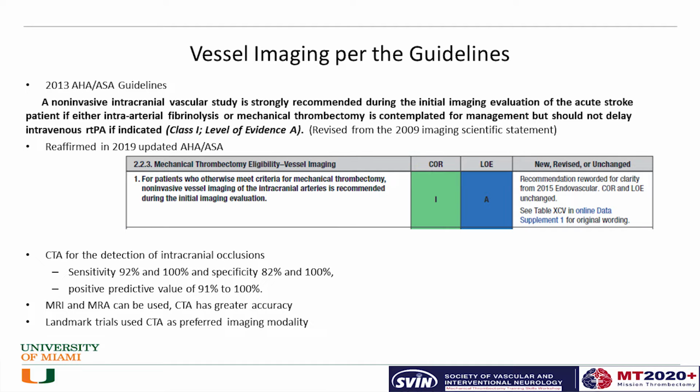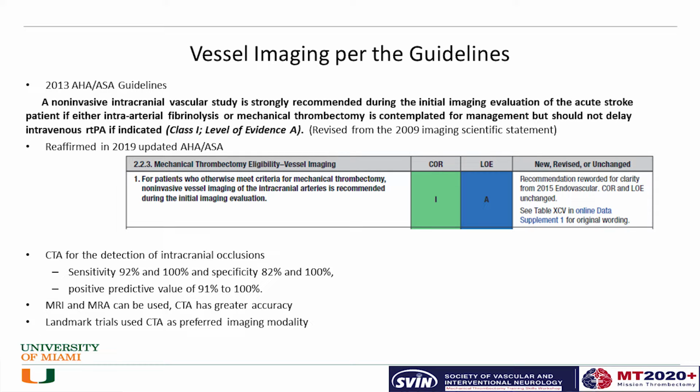So per guidelines, CTA should be done, or vessel imaging should be done. This was first introduced in the 2013 American Heart Association, American Stroke Association guidelines, and then reaffirmed in the 2019 guidelines with the highest level of evidence. CTA is sensitive for detecting a large vessel occlusion, about 92%, and specific, between 82 to 100%. MRA, as I said before, can be used. Just be careful for delays.